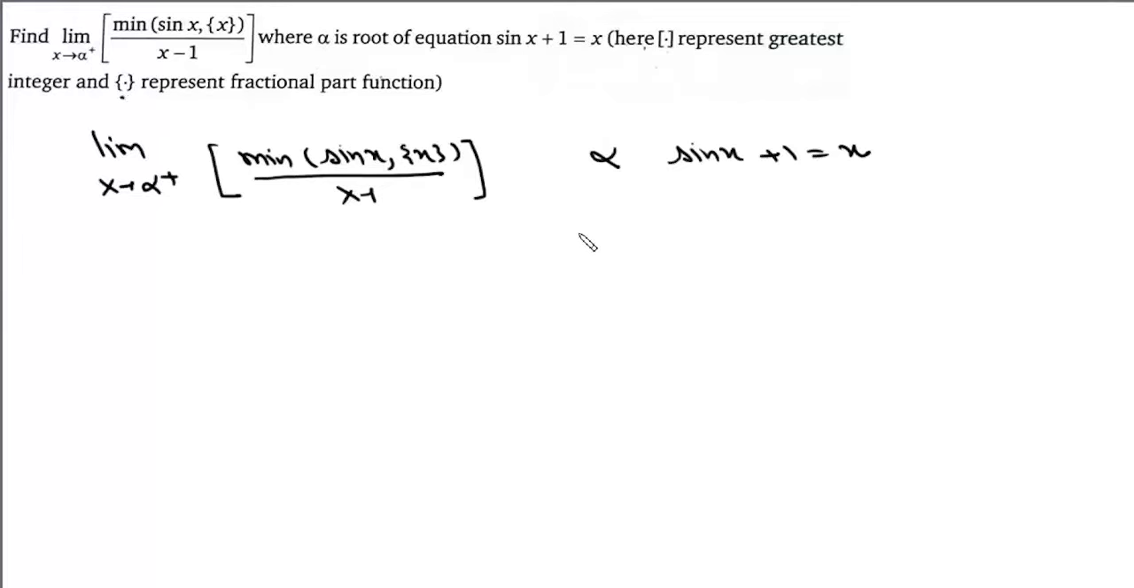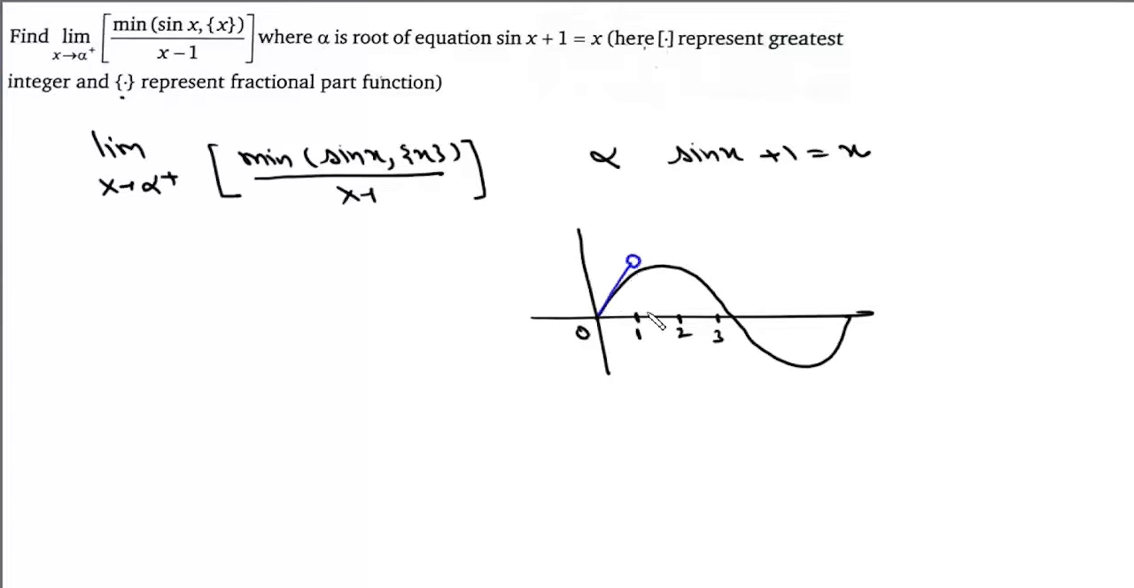Now if we draw the graph of sin x and fractional part of x, that's the graph of sin x. Now this is 0, this is 1, 2 and 3. Between 0 to 1, this is x. Then we have one solution here, one more solution here and one more here. Whichever solution we take, if this is alpha, then in the neighborhood of alpha positive, fractional part of x will always be greater than sin x. So the minimum of sin x and fractional part of x will always be sin x.